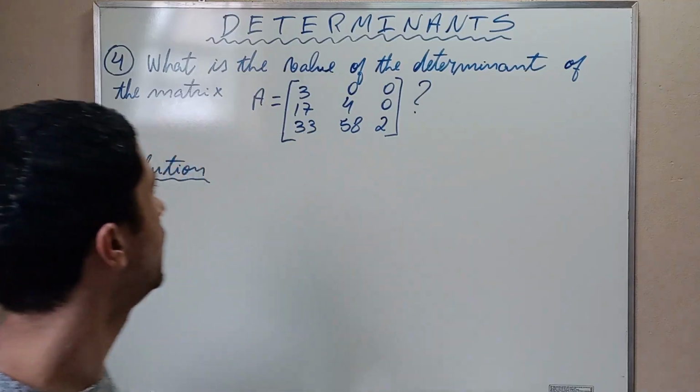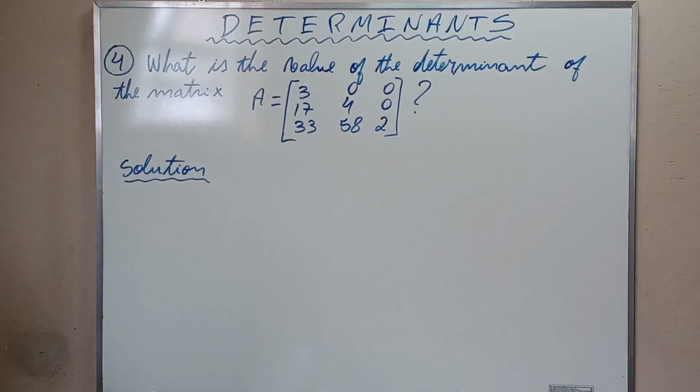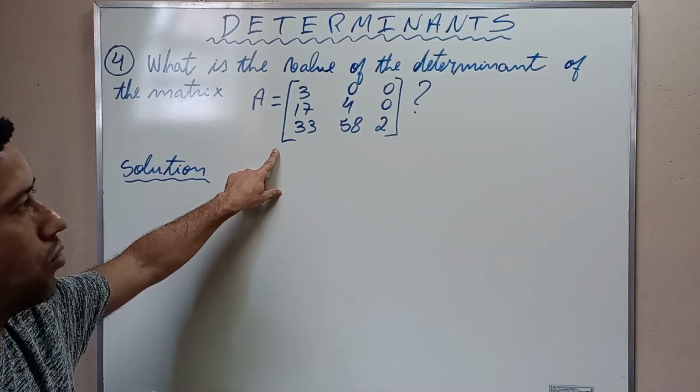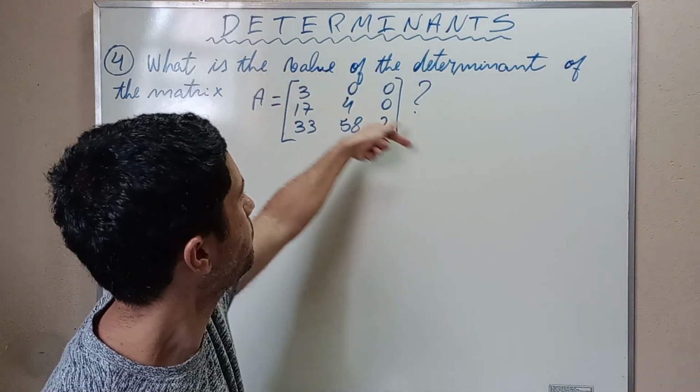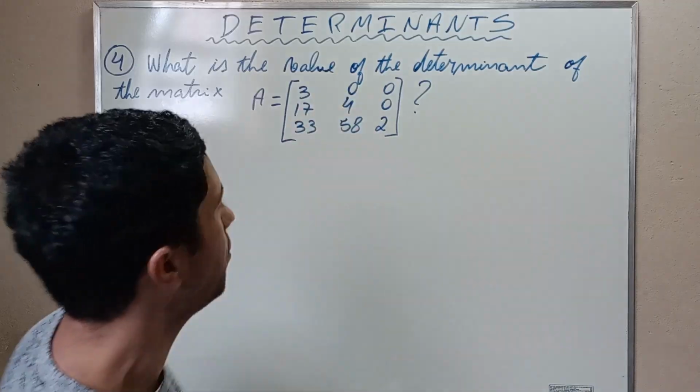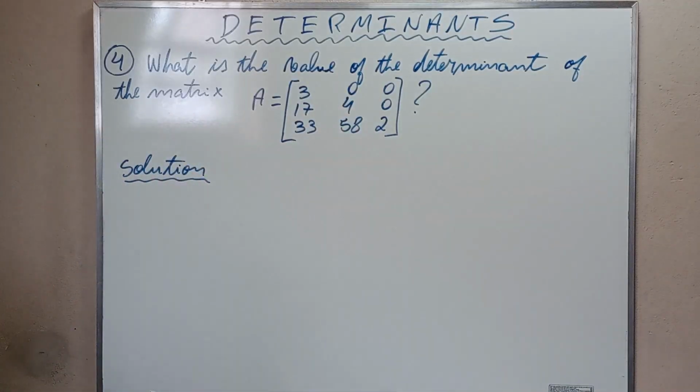Exercise number 4. What is the value of the determinant of the matrix? This is the matrix, okay? This is the question, my friends. Let's go to the solution. Observe that this is a lower triangular matrix. For all the entries above the main diagonal are 0. This is the main diagonal, and all the entries above the main diagonal are 0.